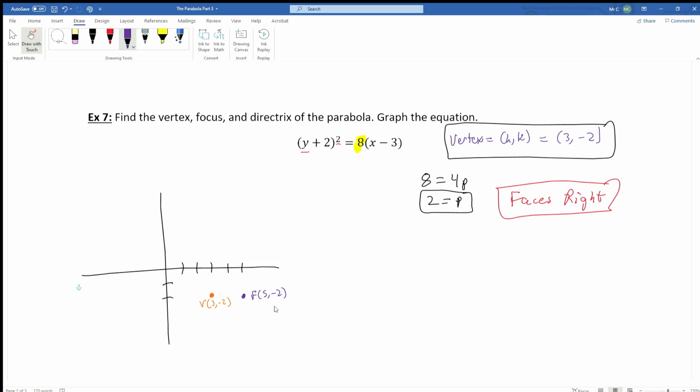And our directrix is going to go left by a distance of 2. So that puts us here at x equals, not negative, x equals +1. And let's go ahead and graph this thing.